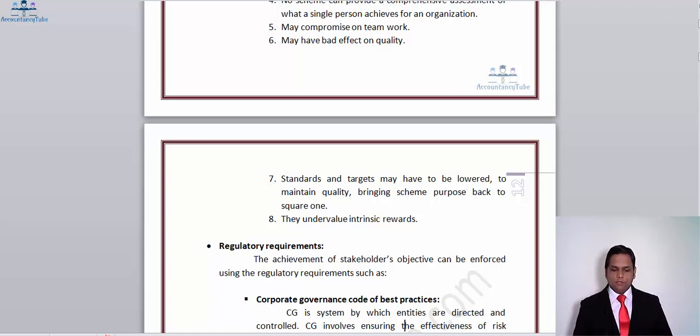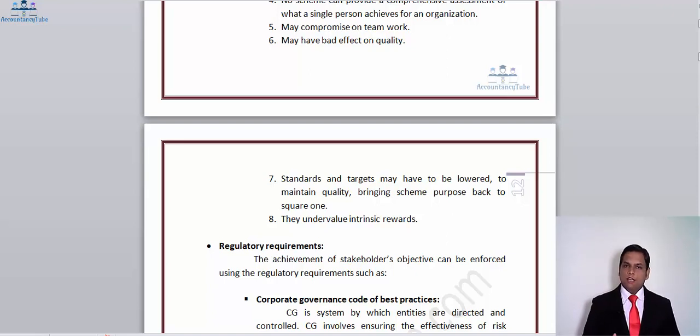They undervalue intrinsic rewards. So that's the last point. They undervalue those intrinsic rewards.